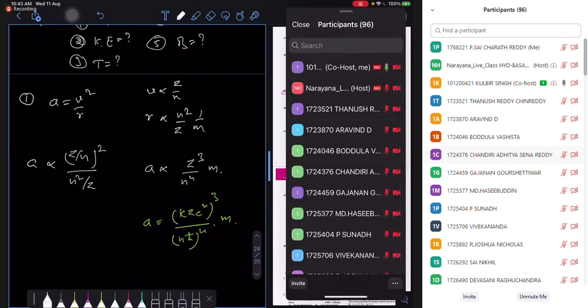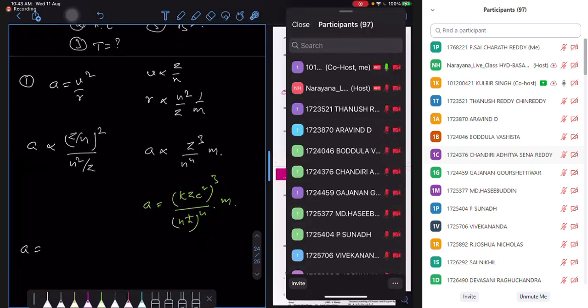But if they're asking for the value of the acceleration, how do we find it? For the value of acceleration, you can use proportionality. You do not need to substitute the mass, k, or Z; nothing is required here. I know my velocity is Z by n, and the velocity is 2 into 10 raised to the power 6 Z by n squared.